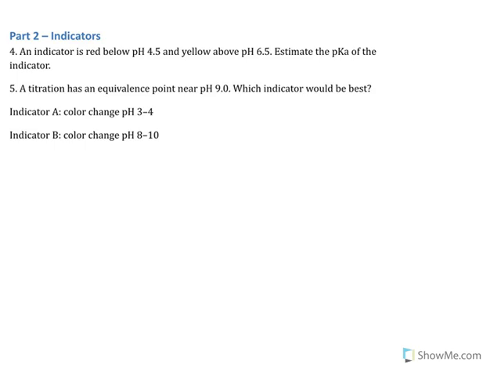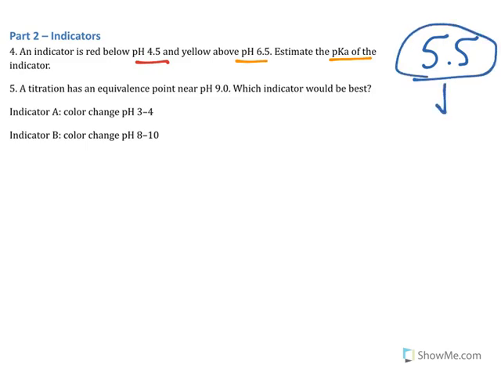Moving on to part 2, it's just talking about some indicators, and these usually are more straightforward than they appear at first. But number 4, an indicator that is red when the pH is 4.5 and yellow when the pH is 6.5, and we're going to estimate the pKa of the indicator. Well, for an indicator to be useful, we need the pKa to be where the color change is occurring. So the easiest thing to do here is just to pick the midpoint of these two, or take the average of them. Well, what's directly in the middle of 4.5 and 6.5? It's 5.5. That is a reasonable estimate for the pKa of that indicator.